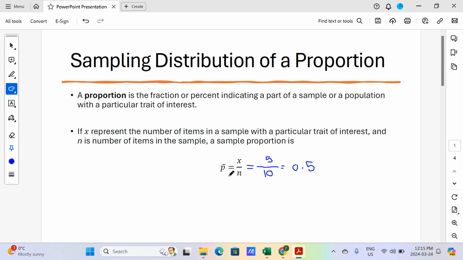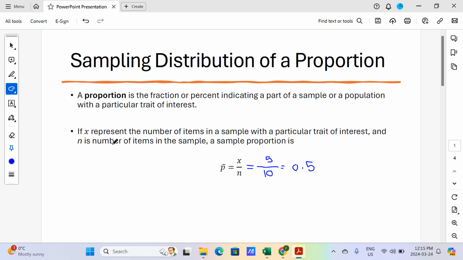So look at here. If x is the number of items with a particular trait of interest selected from a sample, and n is the sample size, then p bar, x divided by n, would be the sample proportion. If I calculate the proportion of the items with a particular trait of interest in a sample, I have the sample proportion.